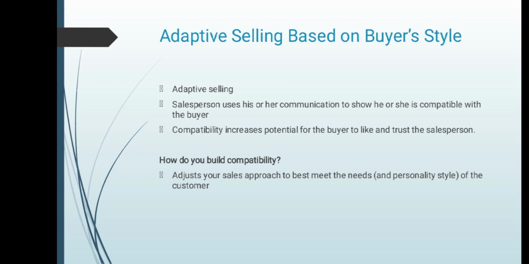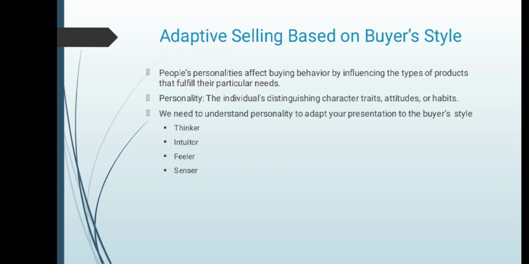Then adaptive selling based on the buyer's type. In adaptive selling, the salesperson uses his or her communication to show he or she is compatible with the buyer. Compatibility increases the potential for the buyer to like and trust the salesperson. How do you build compatibility? Adjust our sales approach to best meet the needs and personality style of the customer.